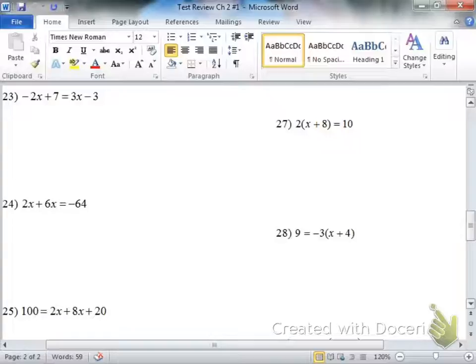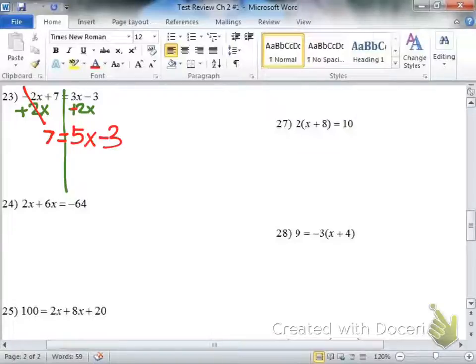Alright, 23, I've got x's on both sides. Should I pick on the negative 2x or the positive 3x? Negative. Yeah, pick on the little guy. I want to move the 2x. It's negative, so I move it by adding it. So on the left side, I only have the 7. What is 3x plus 2x? 5x minus 3. All right.